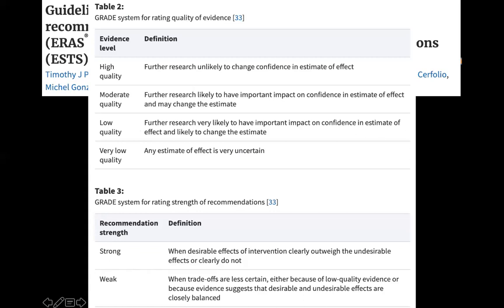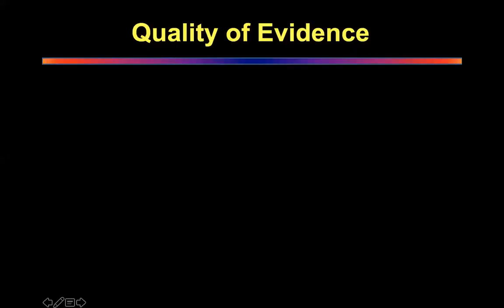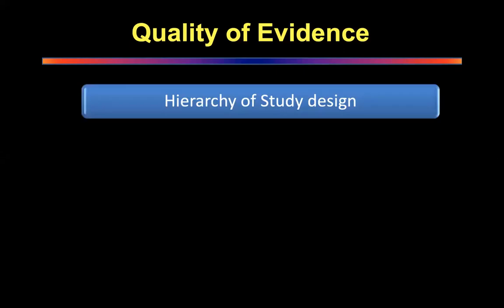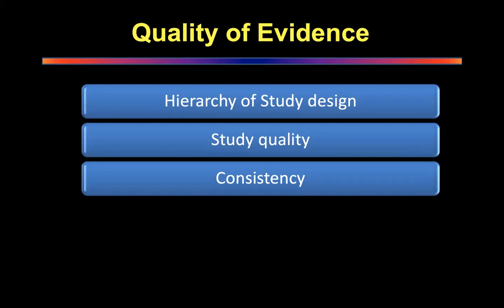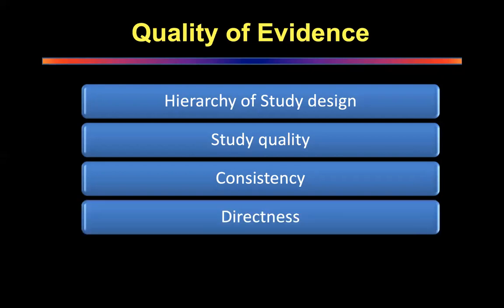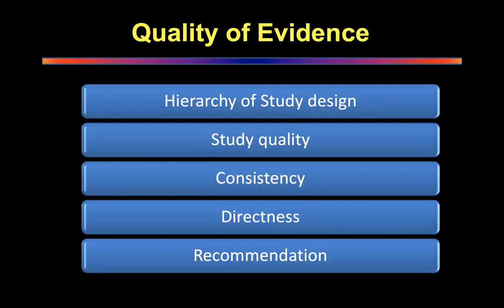So we said that the third thing is quality of evidence. How do you define the quality of evidence? The quality of evidence is defined on hierarchy of the study design, the study quality, and I'll address each one of these individually, the consistency of the study, the directness of the study, which means how well can it be correlated with clinical practice, and the level of recommendation.